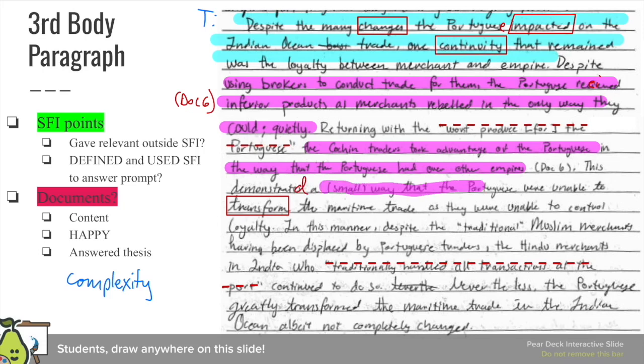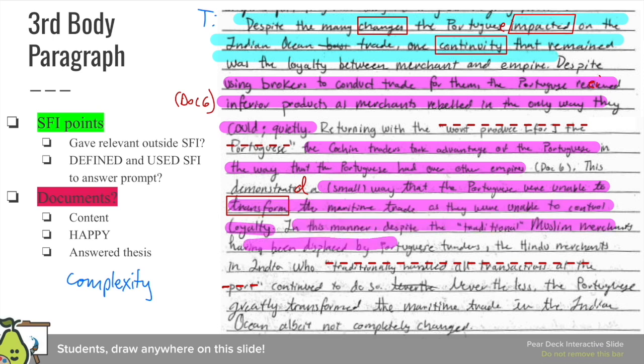continuity. This demonstrates a small way that the Portuguese were unable to transform the maritime trade as they were unable to control loyalty. In this manner, despite the traditional Muslim merchants having been displaced by Portuguese traders, the Hindu merchants in India, who traditionally handled all transactions at the port, continued to do so. Nevertheless, the Portuguese greatly transformed the maritime trade in the Indian Ocean, albeit not completely changed.